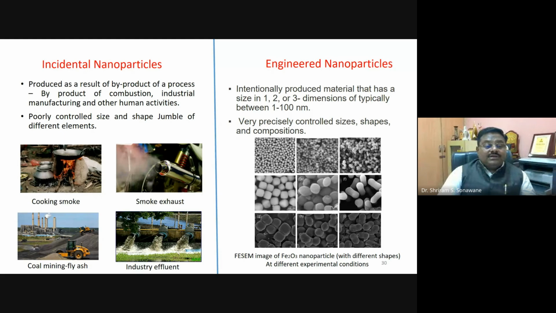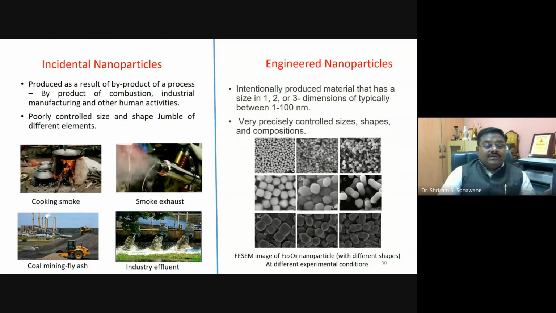So cooking smoke, produced as a result of a byproduct of a process. That is a byproduct of combustion, industrial manufacturing, and other human activities which we generally carry out in day-to-day life, and can emit incidental nanoparticles, because smoke, whatever smoke. In our old days, our mother used to cook by using wood, and whatever smoke was coming out, that was also a nanoparticle. Smoke means, this vehicle smoke. I'm talking about coal mining, fly ash, industrial effluents; those are incidental nanoparticles.